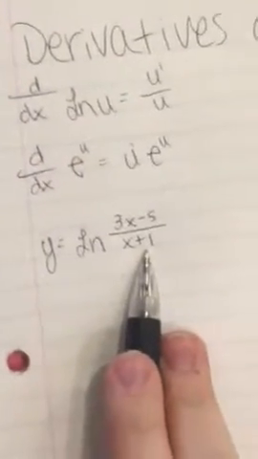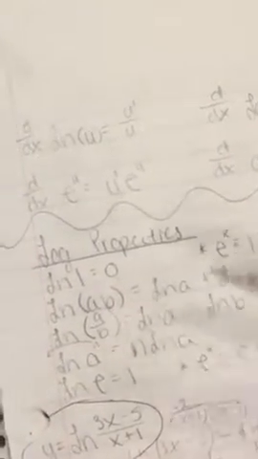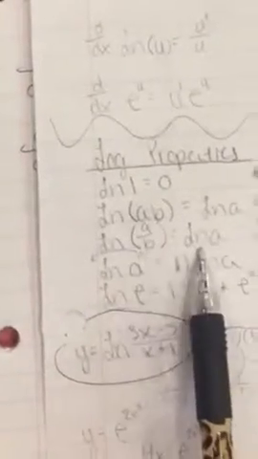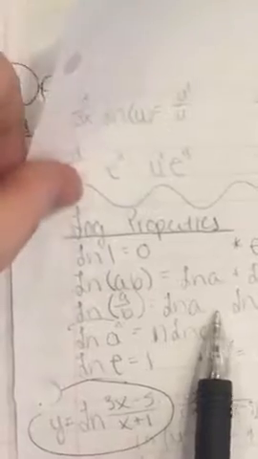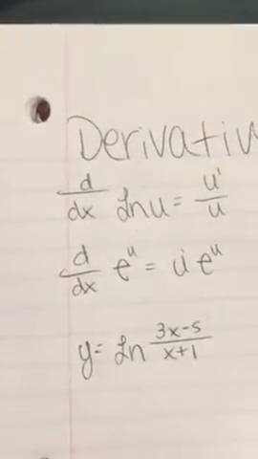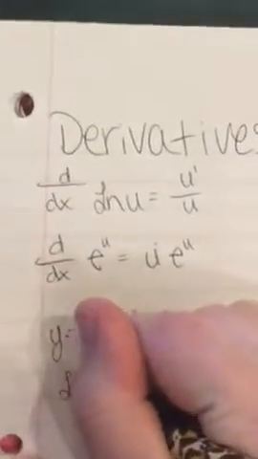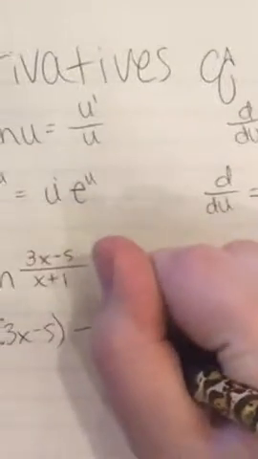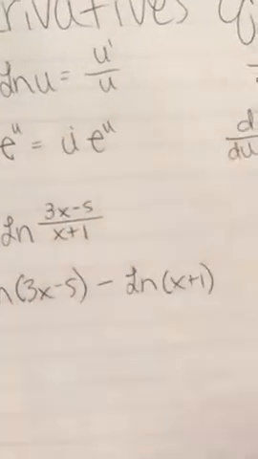Before we start to tackle this problem, I'm going to go back and remind you of the properties of logs. We have a quotient property, and when you have that, to be able to take the derivative, you have to take the ln of a minus the ln of b. So the ln of what's on top minus the ln of what's on bottom. So let's separate this: the ln of 3x minus 5 minus the ln of x plus 1.